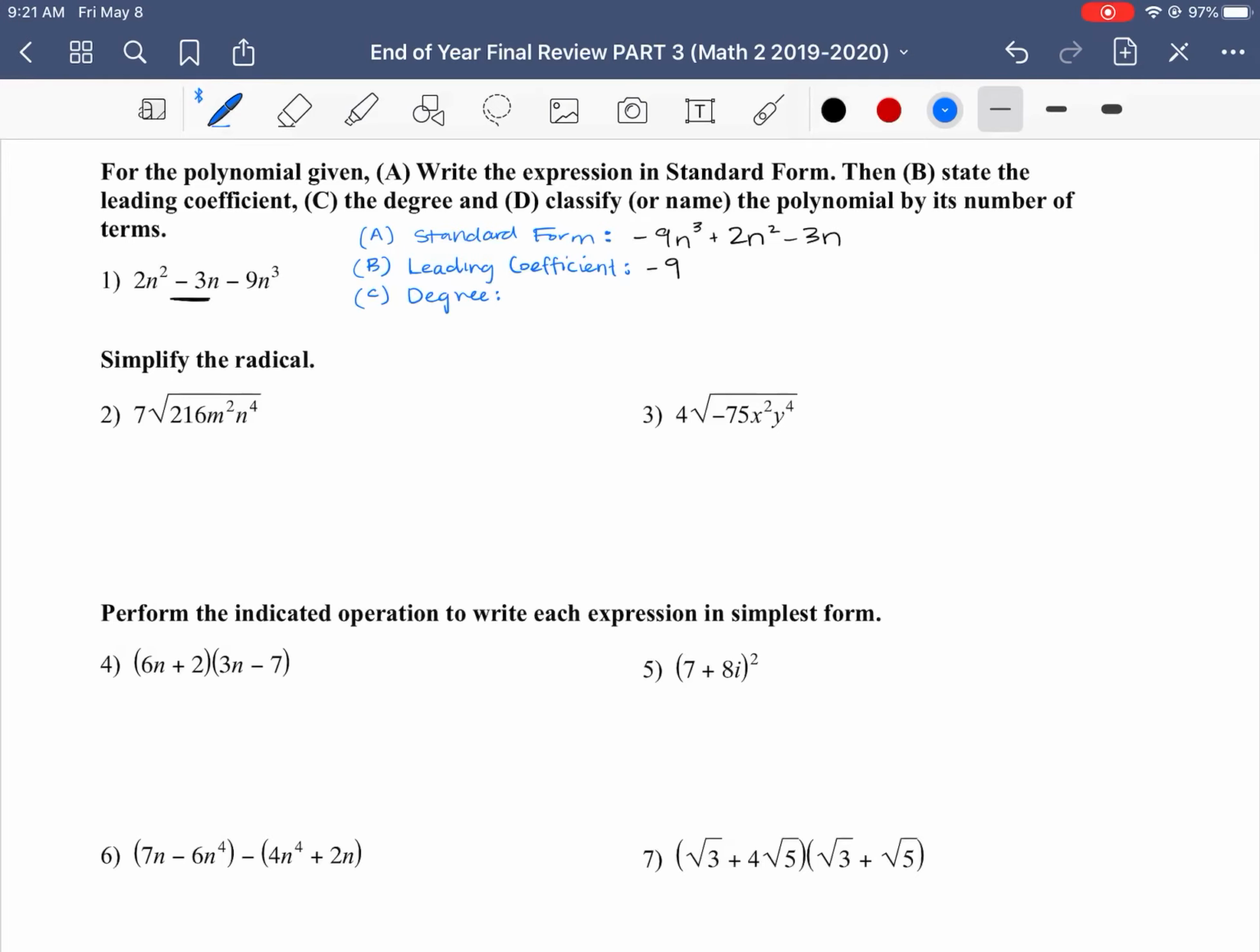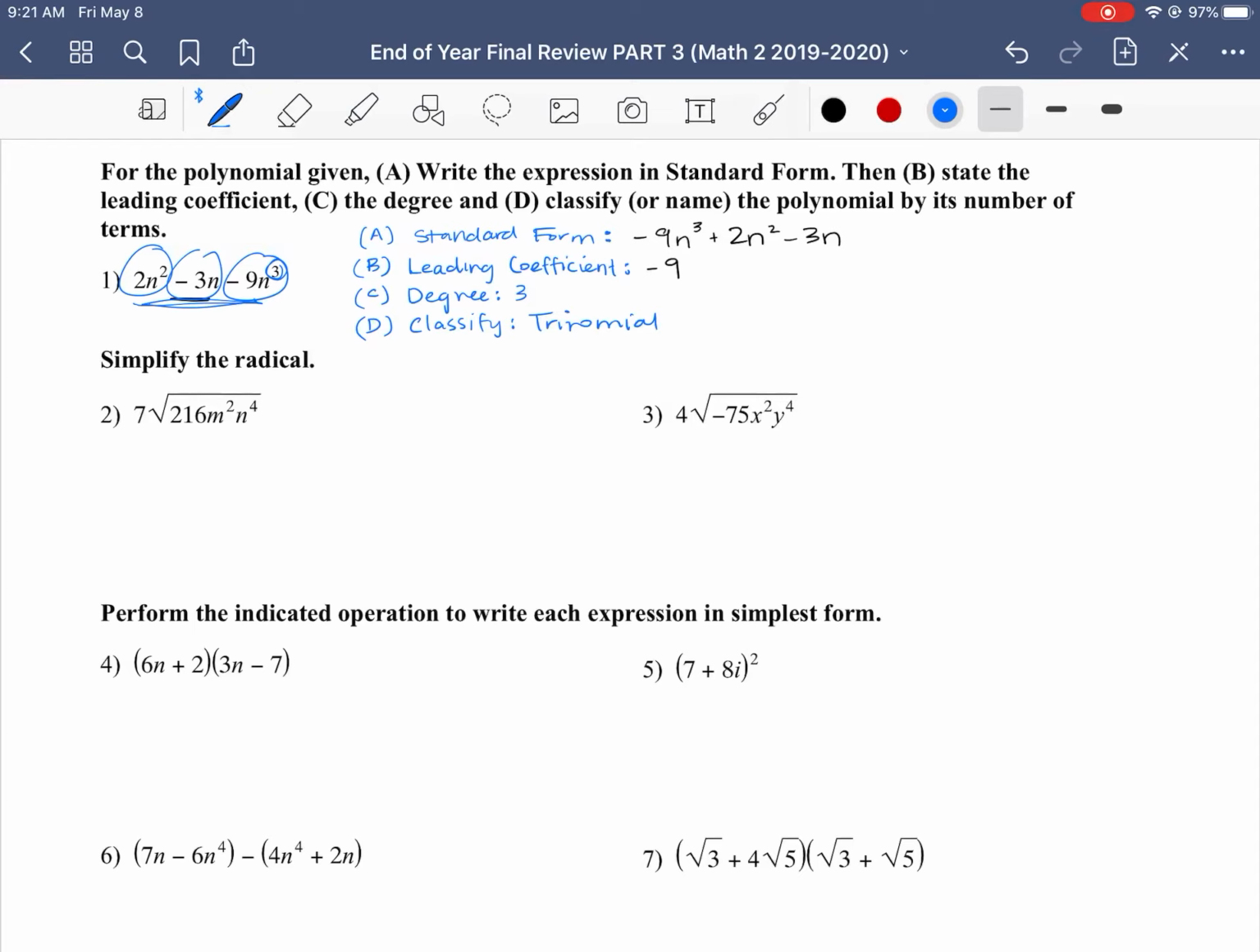Next, it wants us to identify the degree. So remember, the degree is the highest exponent. If you put it in standard form, it's that first exponent, or again, you just look at your whole expression and it's going to be the highest exponent. So this has a degree of 3. Then lastly, it wanted us to classify it based on the number of terms. So if we look over here, it had 1, 2, 3 terms total, which makes it a trinomial. So remember, 1 term is monomial, 2 terms binomial. This one has 3, so we call it a trinomial.